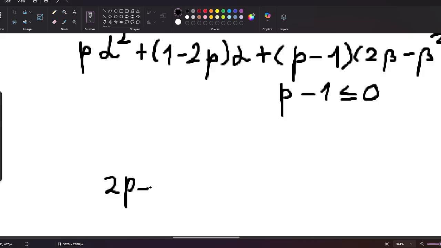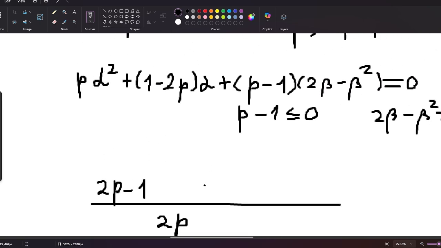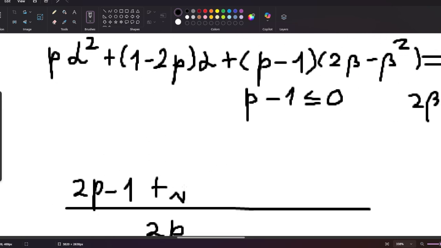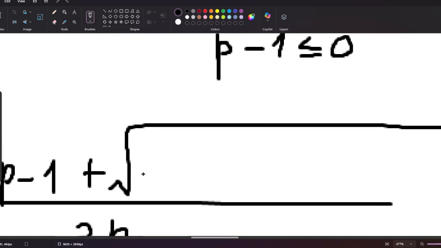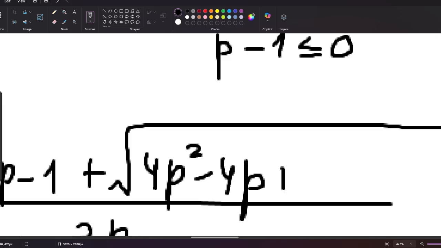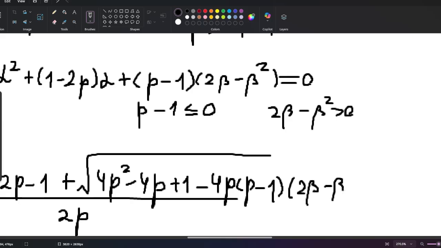Alright, now 2p minus 1, we have 2p here, plus the square root of (1 minus 2p) squared, which is going to be 4p squared minus 4p plus 1, minus 4 p times (p minus 1) times (2 beta minus beta squared).